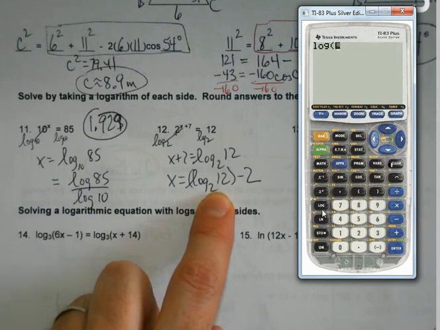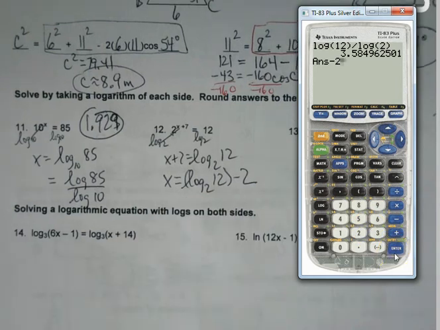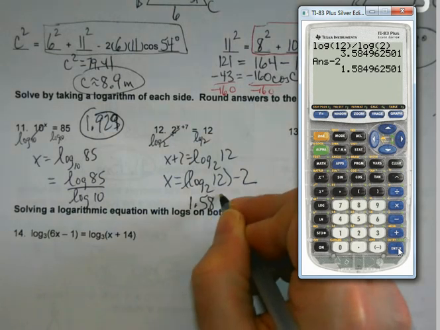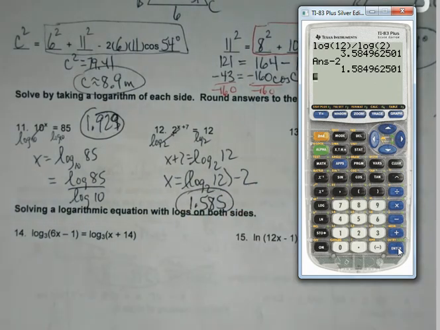So I've got log 12 divided by the log of 2. And then whatever I get, I'm going to minus 2 from it. Don't minus it from the logarithm itself. It won't be right. 1.585. And I'm good.